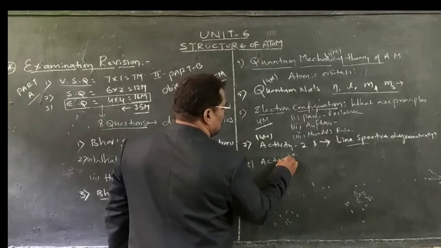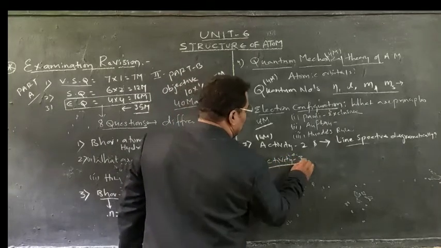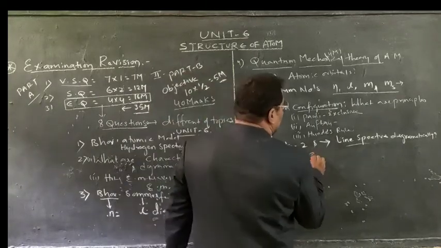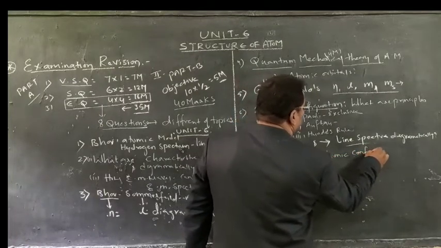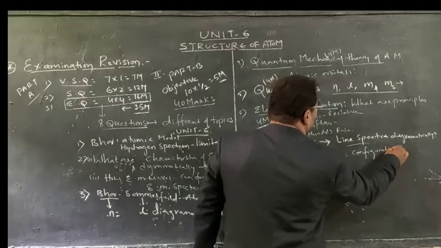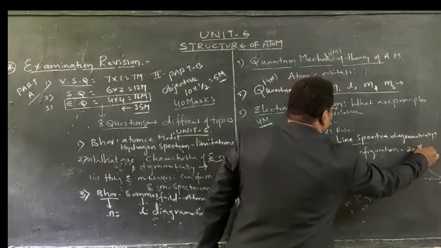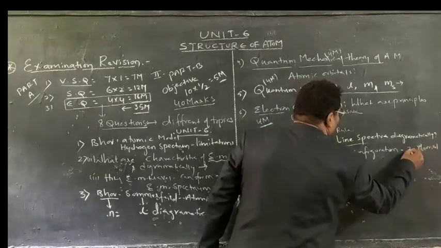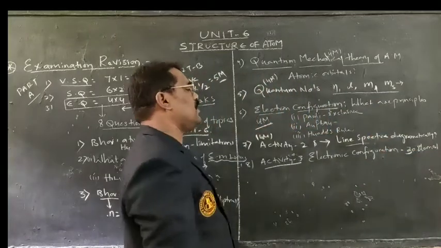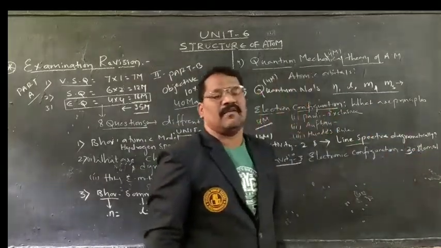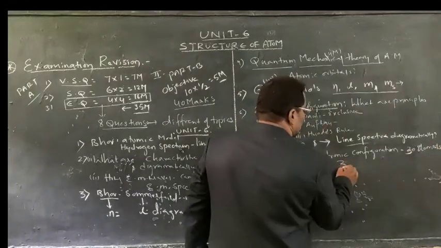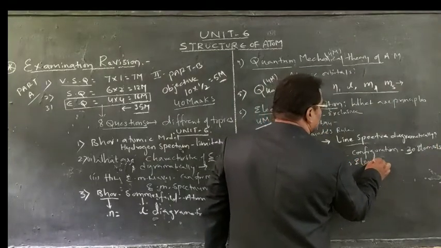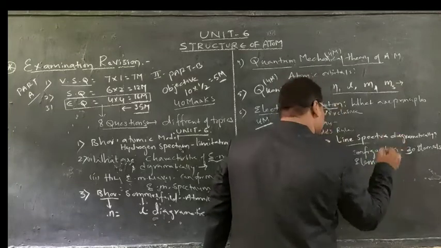8th one is nothing but what? Activity 3. What does this activity 3 consist of? He asked different elements. Electronic configuration of 20 elements is given in the textbook, but I have explained for 30 elements. I have explained 30 elements.